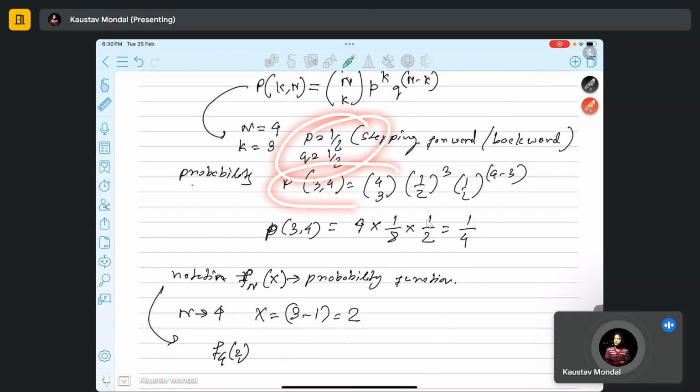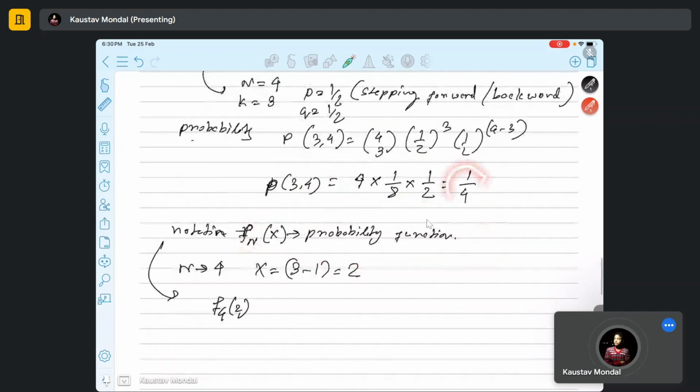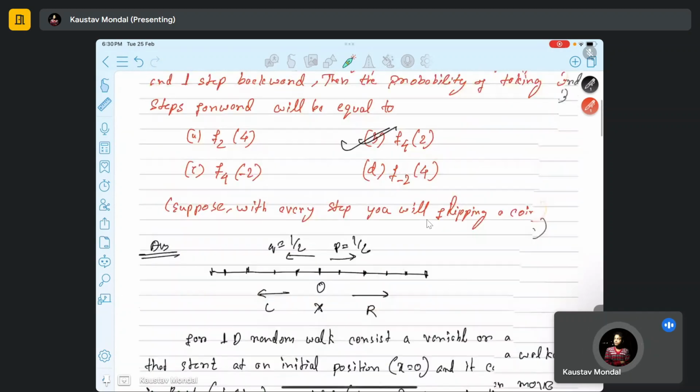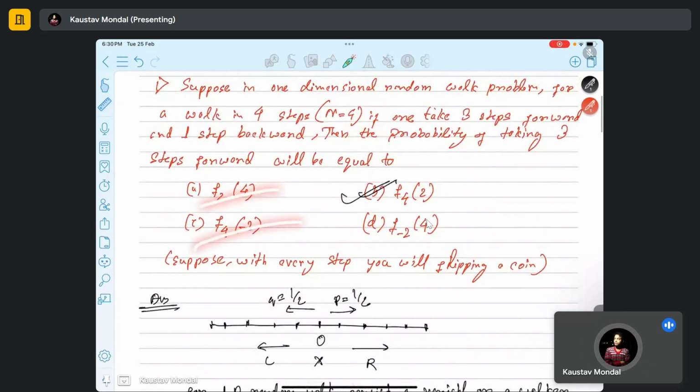Now the total probability. As we know, the probability simply follows a binomial distribution, right? So P34, if you do the calculation, gives you 1 by 4. But in the question, you have to find out the right notation, which will be the correct notation to justify this phenomenon.